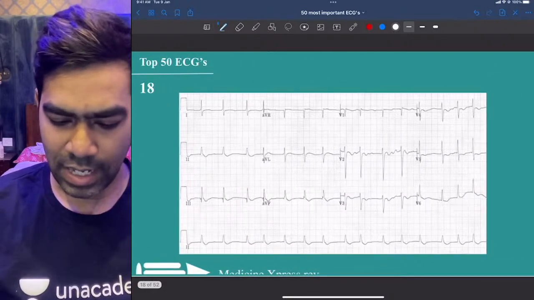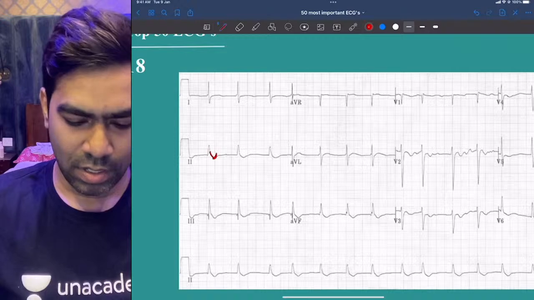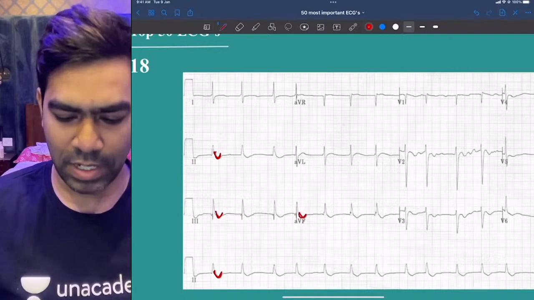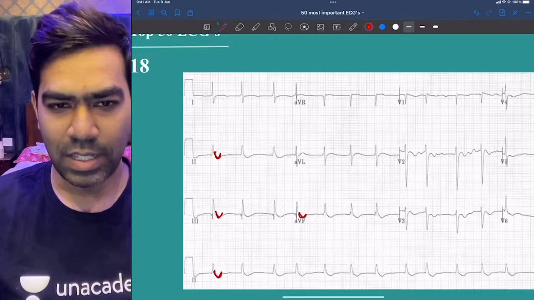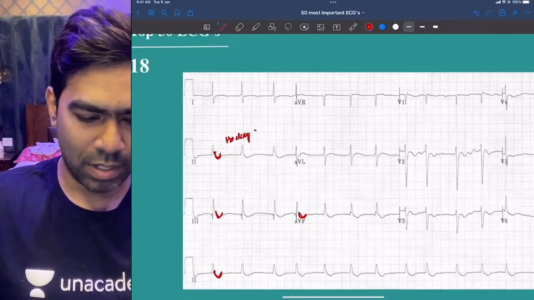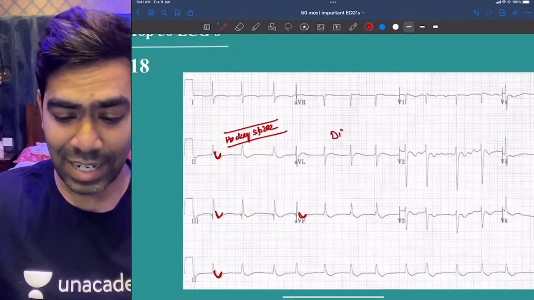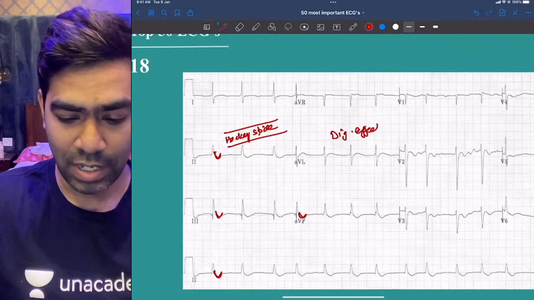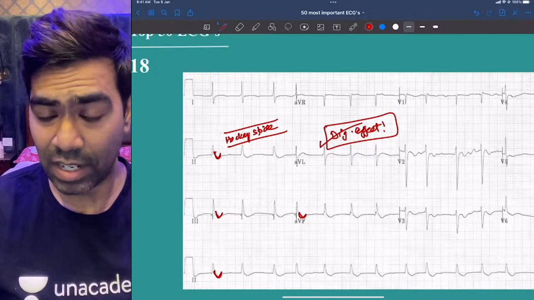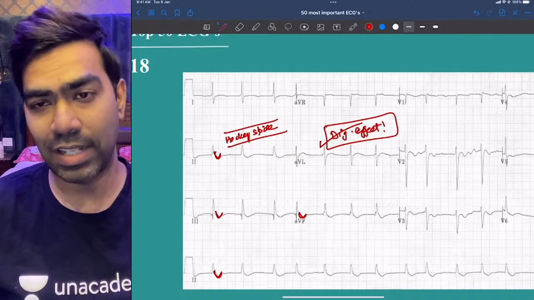And coming to the 18th EKG, this is another example of an ST segment depression, as you can see especially in leads 2, 3, aVF, but this is showing more of a hockey stick ST segment depression. This is an example of a digitalis effect. Remember, whenever you see this kind of hockey stick ST depression, this is digitalis effect and not digitalis toxicity. Remember, digitalis toxicity is different, digitalis effect is different.